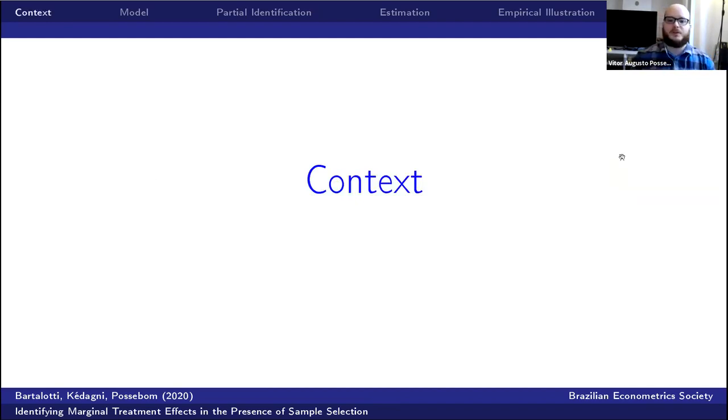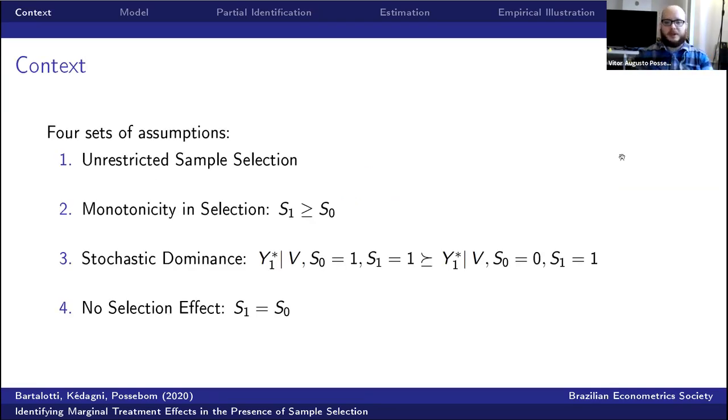So let's understand the context of our paper. In this paper, we identify the MTE function under 4 sets of assumptions. First of all, we do not restrict sample selection at all. So it's a very flexible mechanism for sample selection. And those assumptions will be enough to partially identify the MTE function. However, the bounds around the MTE function with an unrestricted sample selection mechanism can be very wide and are likely to be wide.